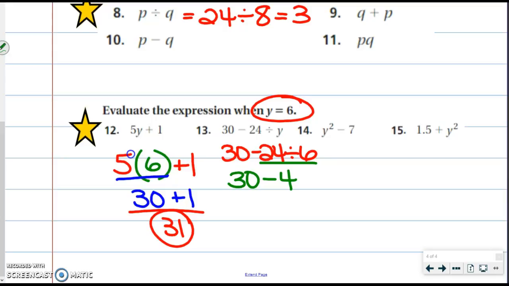So go ahead and try these next 3 out on your own. And when you're done, you can move on to the next task.